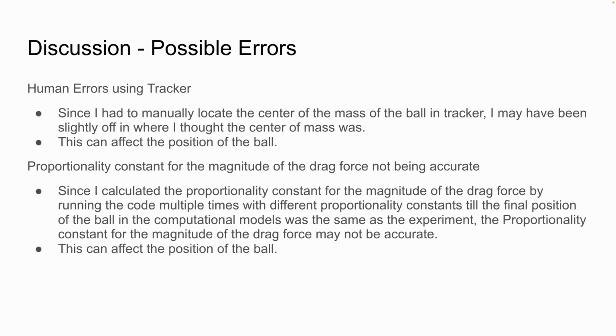The possible errors. Human errors using Tracker: since I had to manually locate the center of mass of the ball in Tracker, I may have been slightly off. This can affect the position of the ball. The proportionality constant for the magnitude of the drag force not being accurate: because I had to find the proportionality constant by running the code multiple times, it might not have been completely accurate, which could affect the position of the ball.